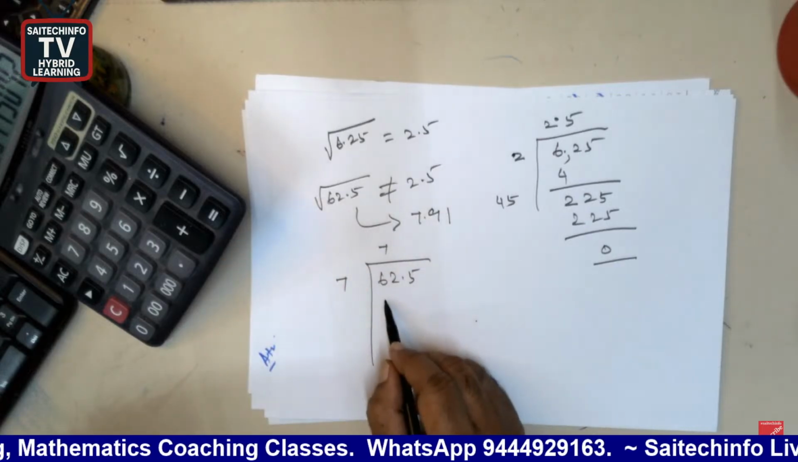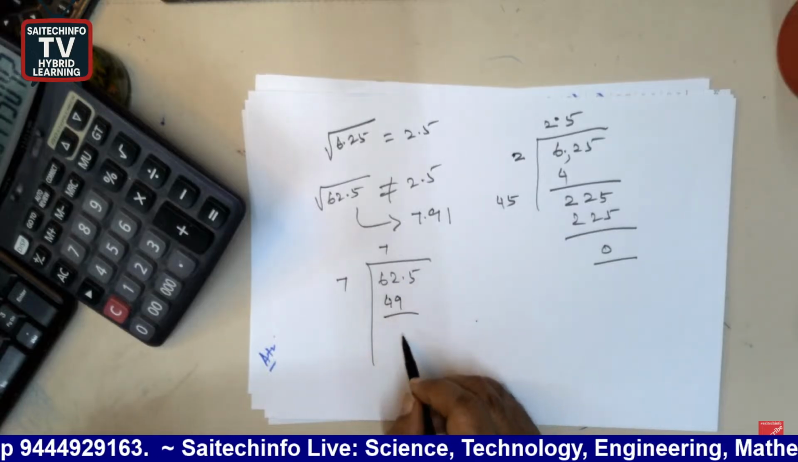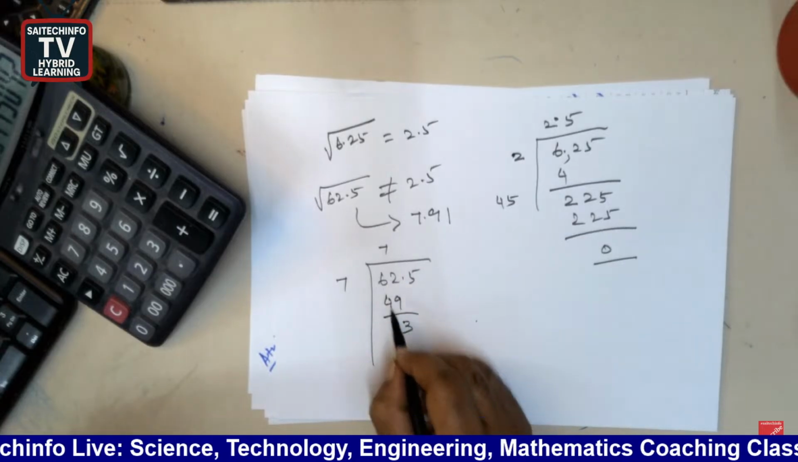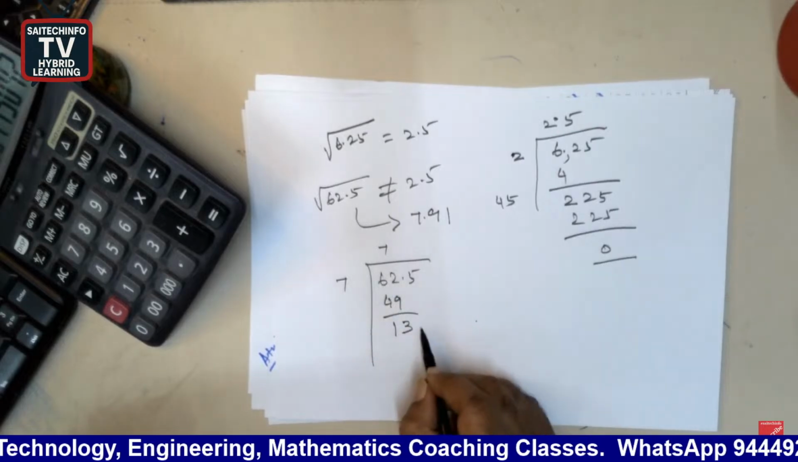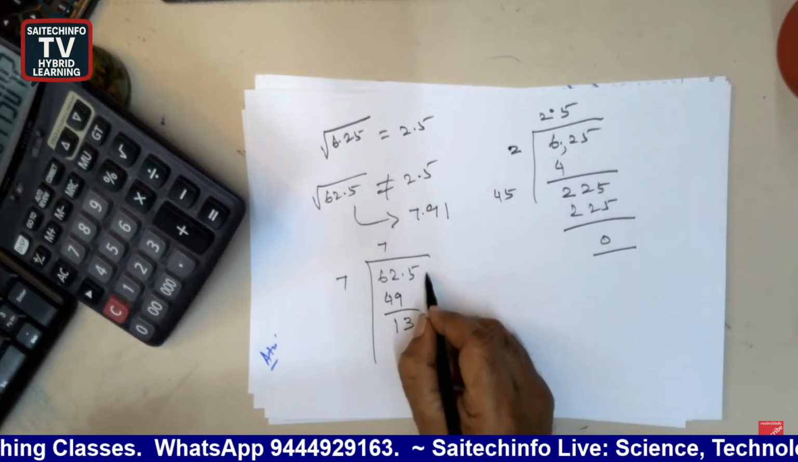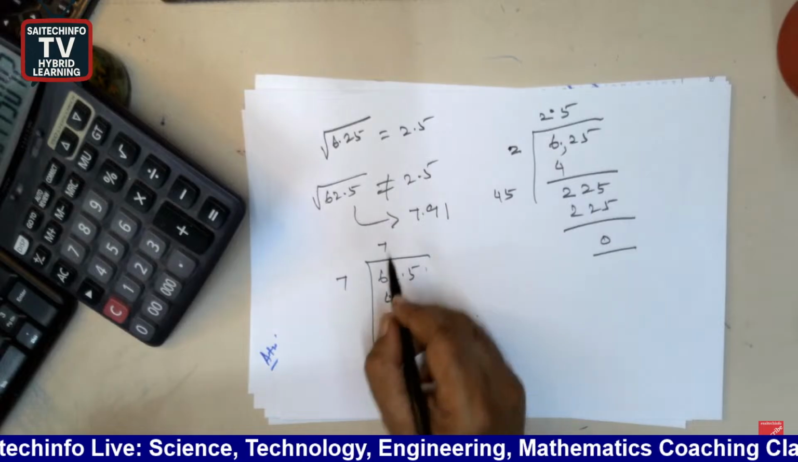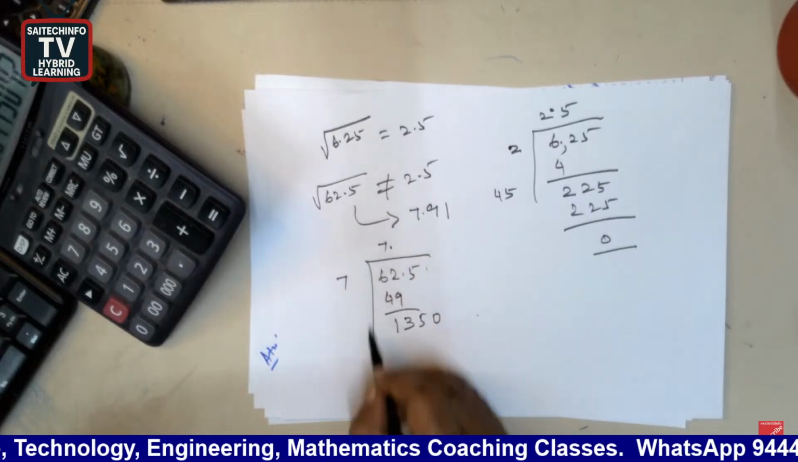So 7 7s are 49. What is the balance? 12 minus 9, 3. Here 5 minus 4, 1. Now I must drop 2 digits. So it is understood that you have got 0. So every time you have to drop 2 digits. And it is already after the decimal. So you can put decimal.